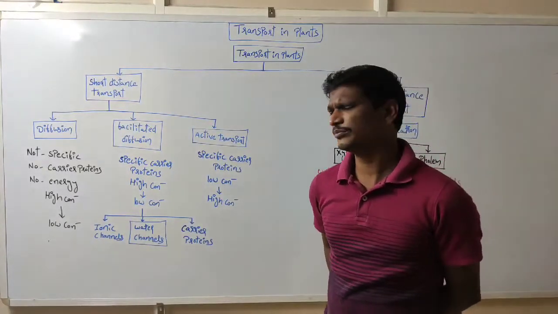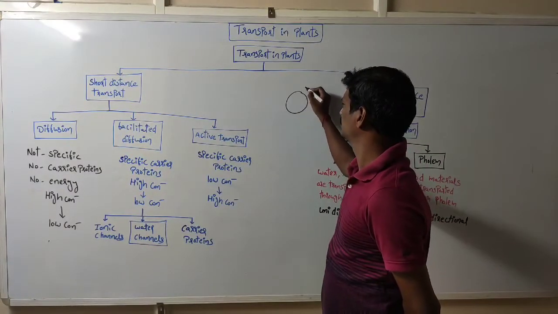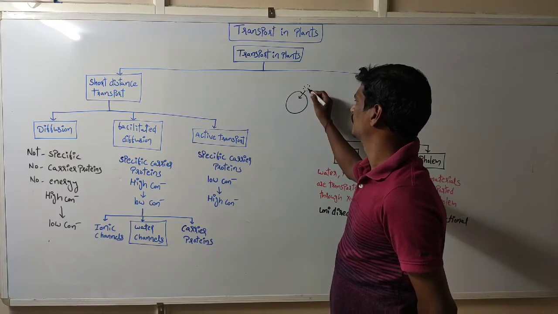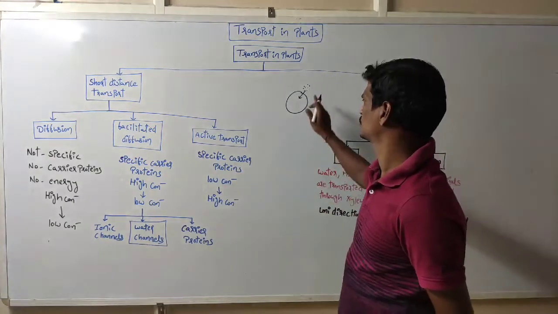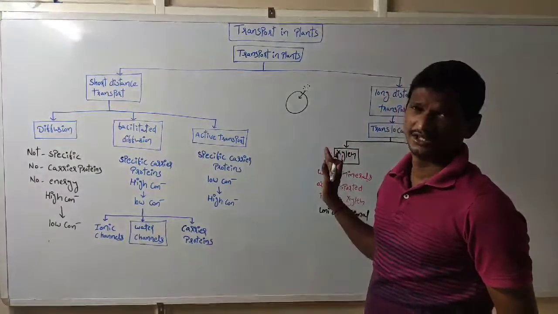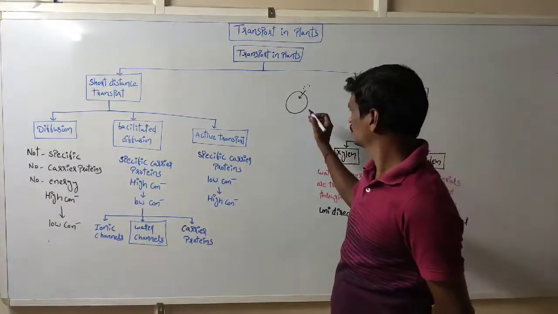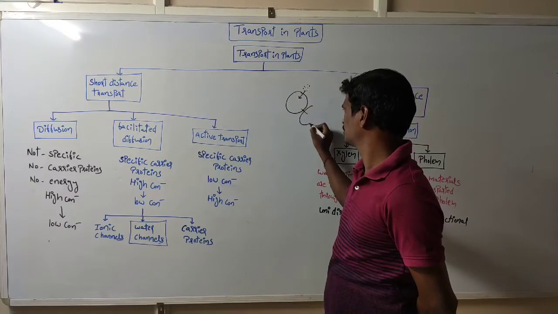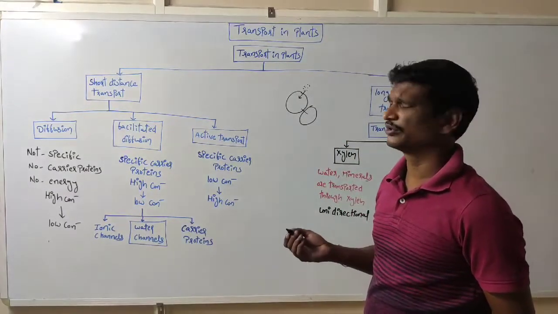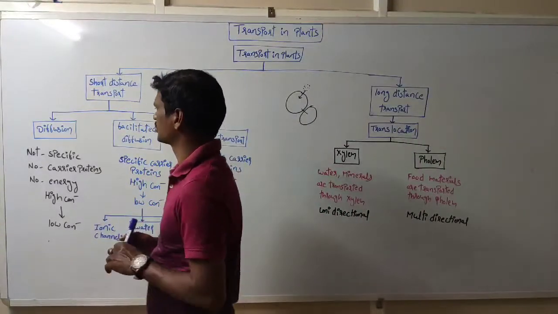Very simple, one more example is here. This is one of the cells, okay, and outside the cell molecules are there. How are the molecules transported from outside to inside? This is one short distance transport, right? Again, one cell to another cell transportation. This is also a short distance transportation process. So we are going to discuss the short distance transport here.